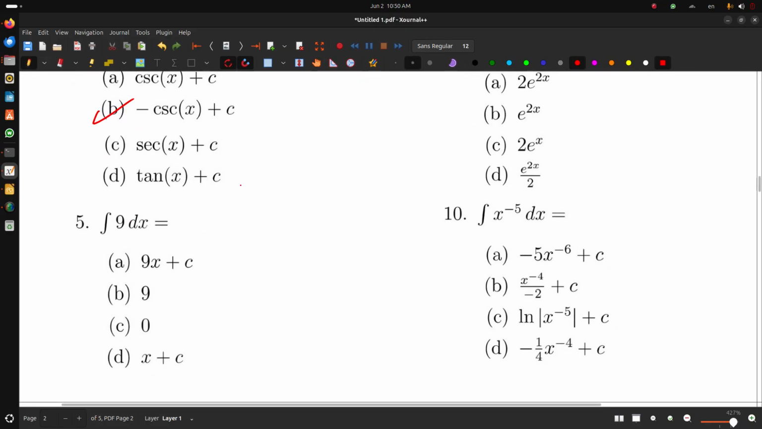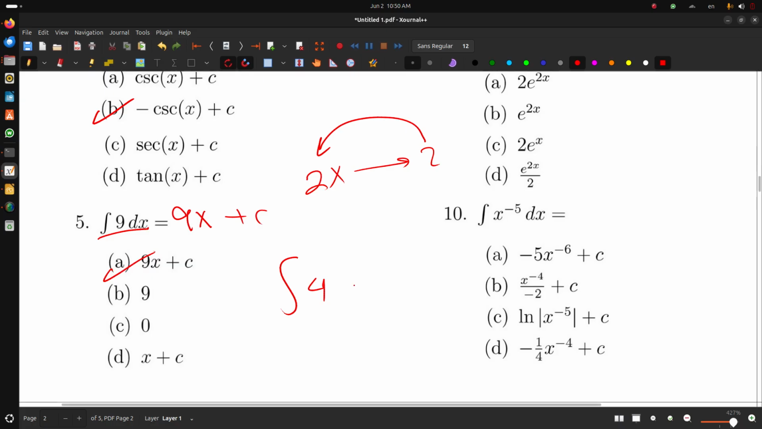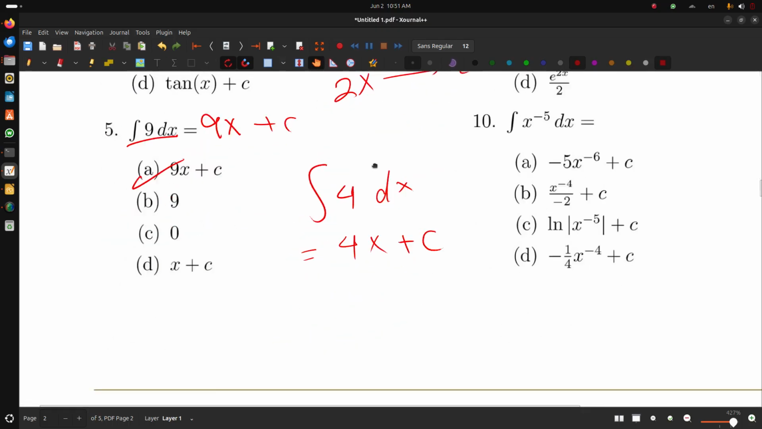Okay, next, I need the integration of a constant. Okay, remember this. If you have, for example, 2x, the derivative of 2x is 2. So the integration of 2 will be 2x, and don't forget plus c, because the derivative of any constant number is 0. Right now we have the integration of 9 dx. The thing is that if you get its derivative, it will be 9, so it will be 9x. Okay, and don't forget plus c, so it will be the first option. So for example, the integration of 4 dx will be 4x plus c, and so on. Okay, let's continue.